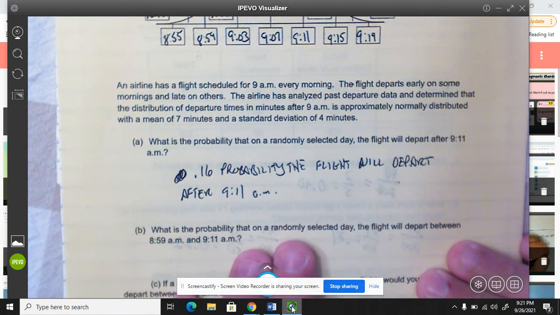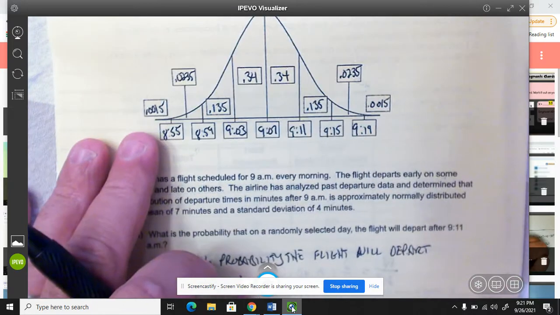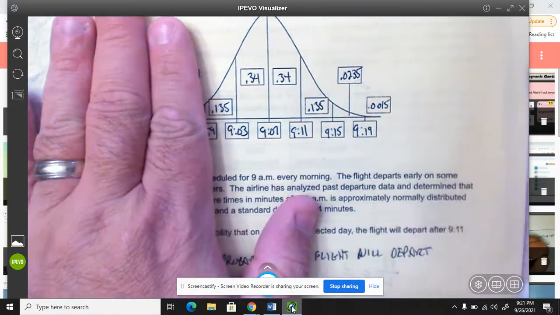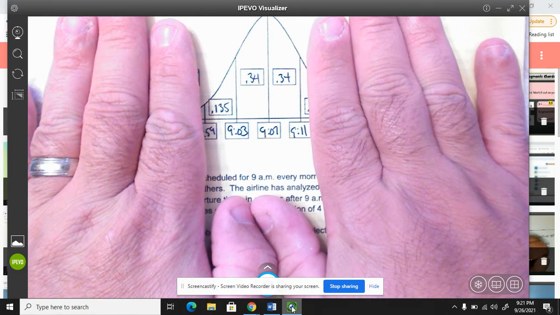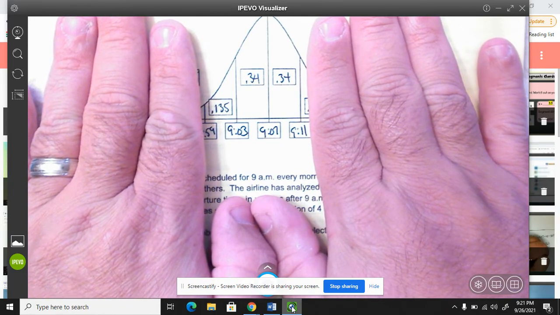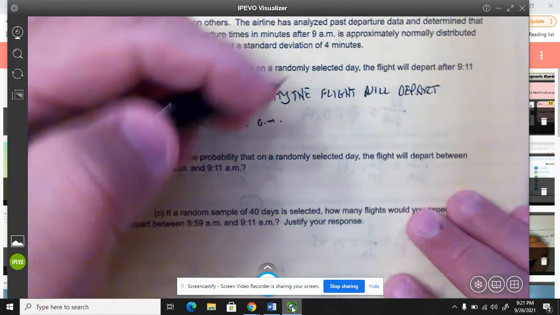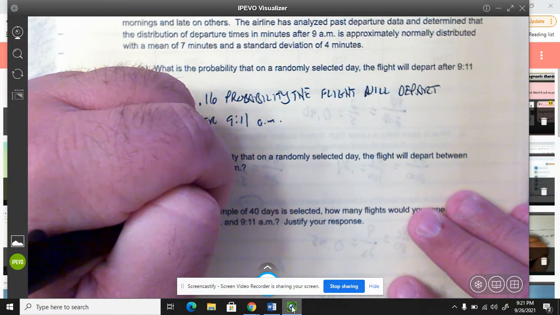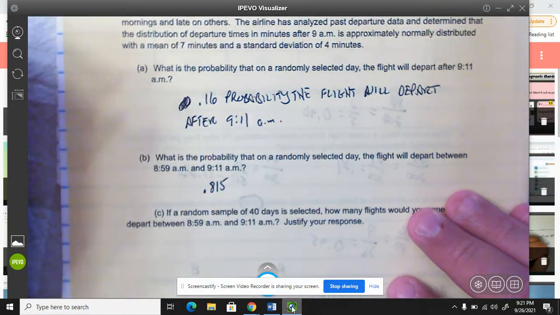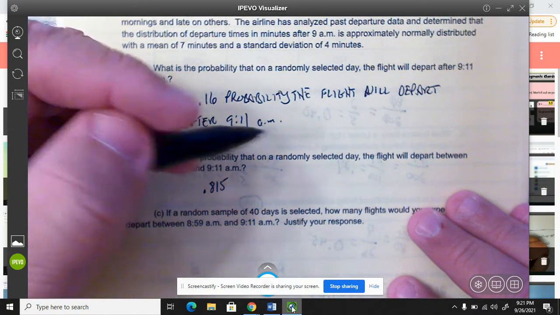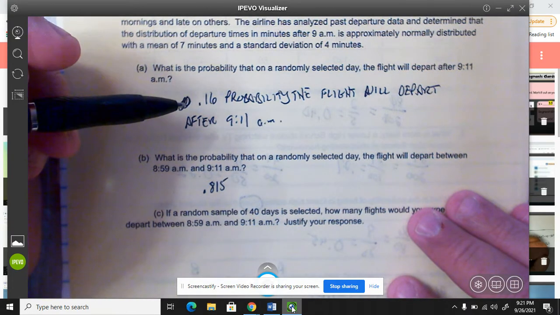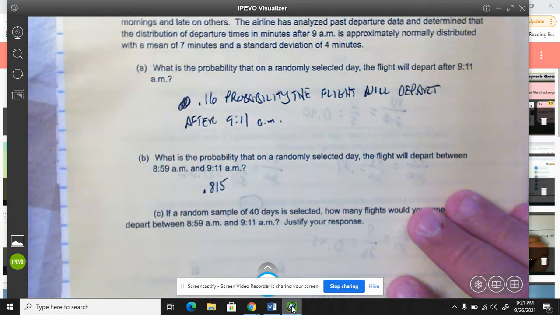What is the probability that on a randomly selected day the flight will depart between 8:59 and 9:11? So now I'm going to add up 0.135, 0.34, and 0.34. So when you add those up, you get 0.815. And again, 0.815 probability the flight will depart between 8:59 and 9:11 a.m.